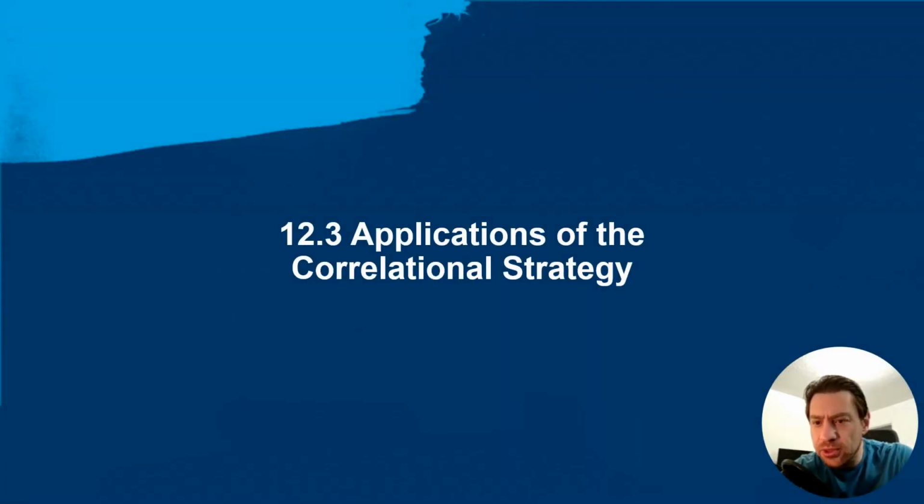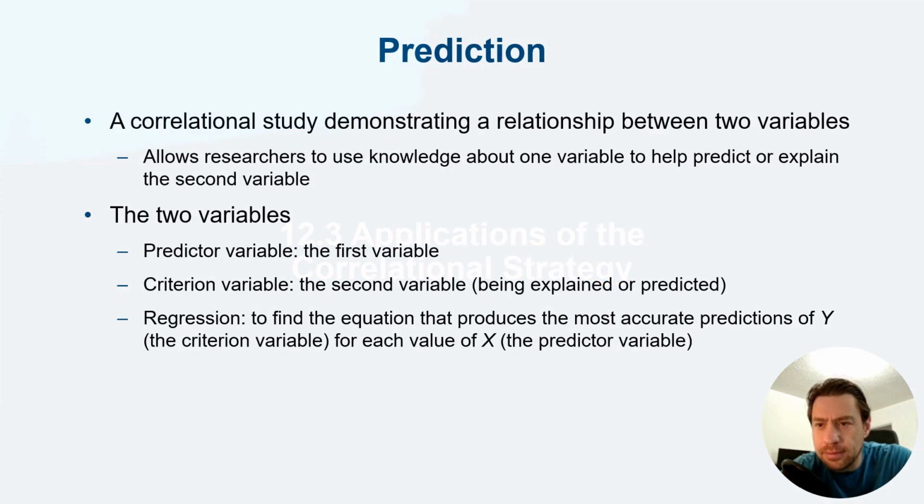This is section 3 of chapter 12 on correlational research strategies. And in this lecture, we will consider the various applications of the correlational strategy in research. So one key use of correlational research is to identify relationships between variables that can be used for the purposes of prediction.